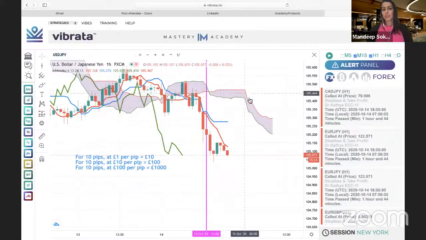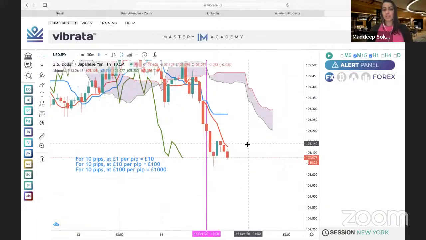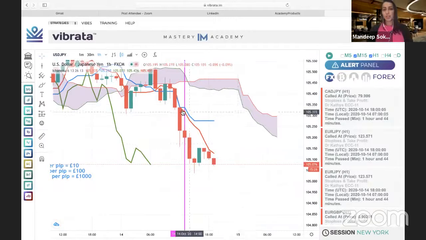Now this is the cloud, the purple shaded area, and this is the blue and the red line. You can see that right there. If I zoom in, you can see the blue and the red lines are fully crossed over at 12 o'clock today. Perfect. Step number 1 is done.